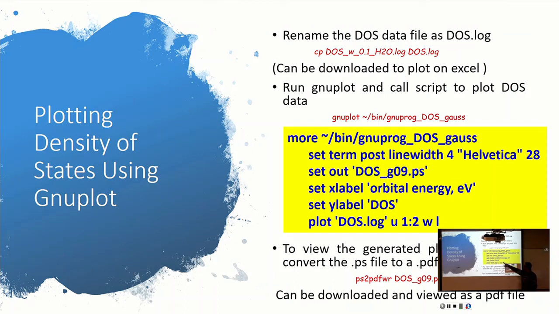If we use "with points", then it will not create any line, it will rather create points. So if we want to add the lines, then we will use "with lines". And if we want to see these things in PDF form, we can convert the PS file to a PDF file using this command, and we can also download this PDF file for our purpose.